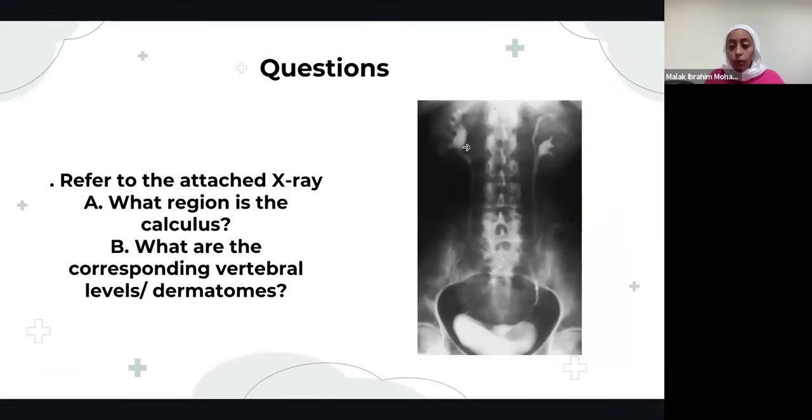Okay, now in this ureter, there is a calculus somewhere. Tell me what the calculus is and what the corresponding vertebral dermatomes are. I said the vertebral dermatomes back in the ureter part. I specified parts.